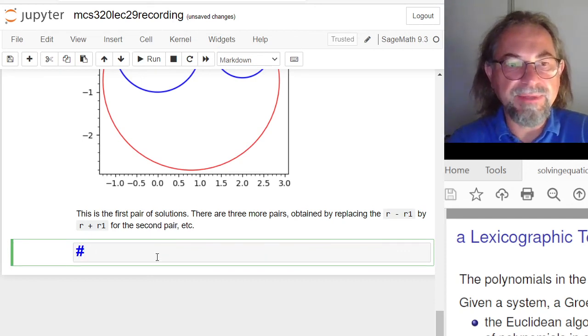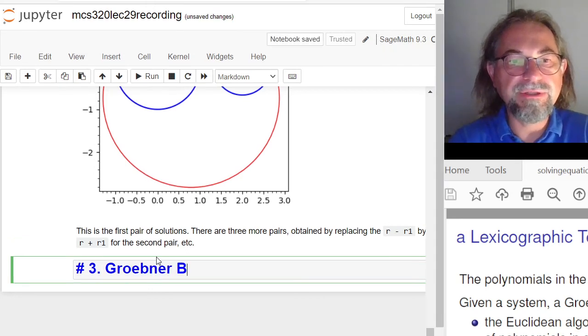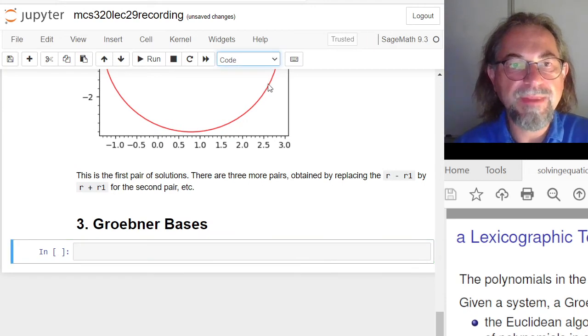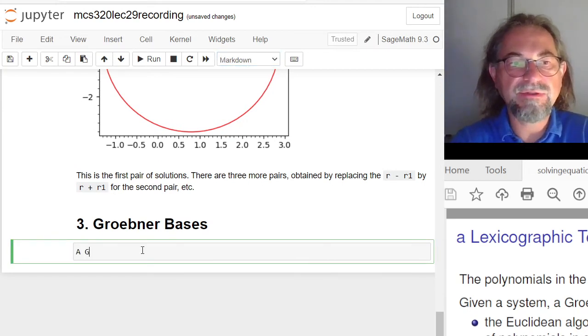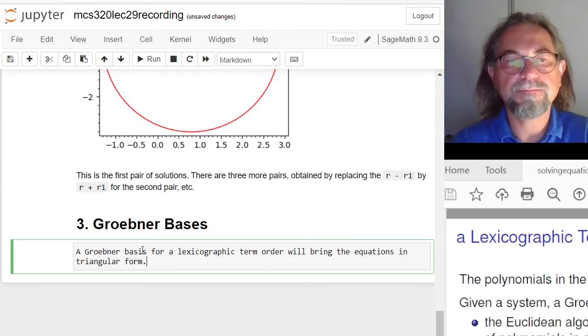Okay, so I have 10 minutes left to introduce the topic of a Gröbner basis. A Gröbner basis is a systematic way. A Gröbner basis for a lexicographical term order will bring the equations into triangular form.